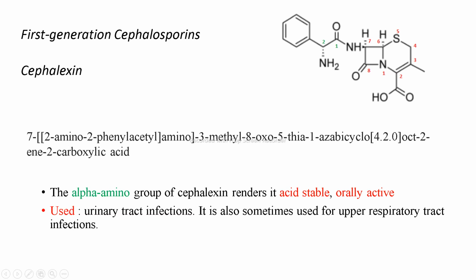Again, in penicillin, we named the bicyclic ring as 3.2.0. Over here, we name it 4.2.0 because there is a bridge. On one side of the bridge there are 4 atoms, 1, 2, 3, 4, and on the other side of the bridge there are only 2 atoms, 1 and 2. So 4.2.0, there is no carbon in this bridge, so it is 0.